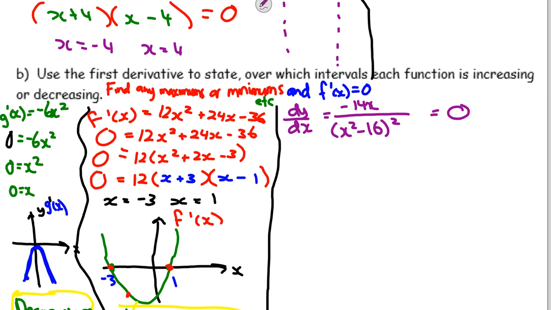Okay, so if negative 14x over the denominator equals 0, we're going to try to solve. You could times both sides by the denominator. Negative 14x times x squared minus 16 squared just equals 0, because 0 times that is just 0. So what's x going to be? 0.